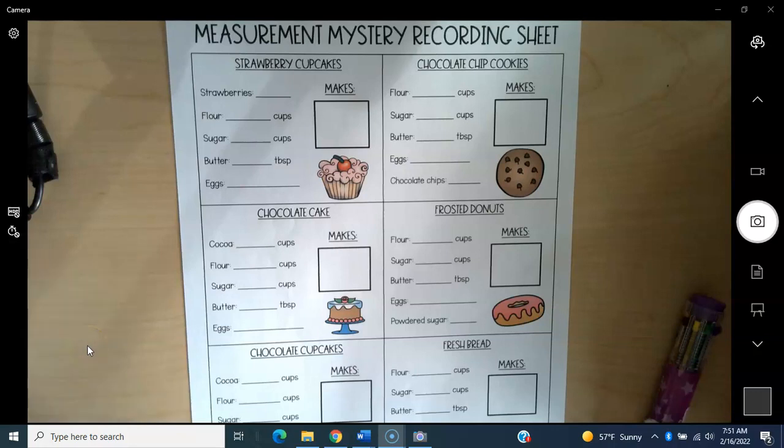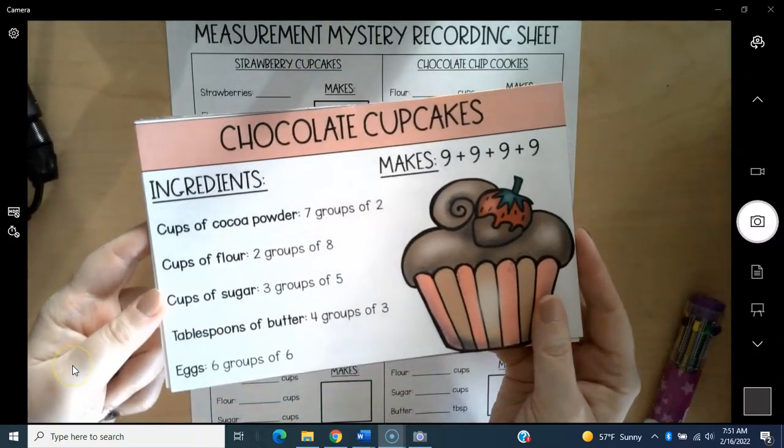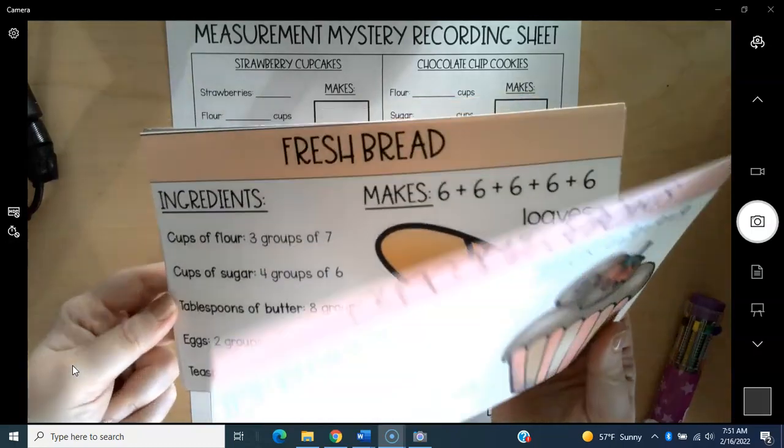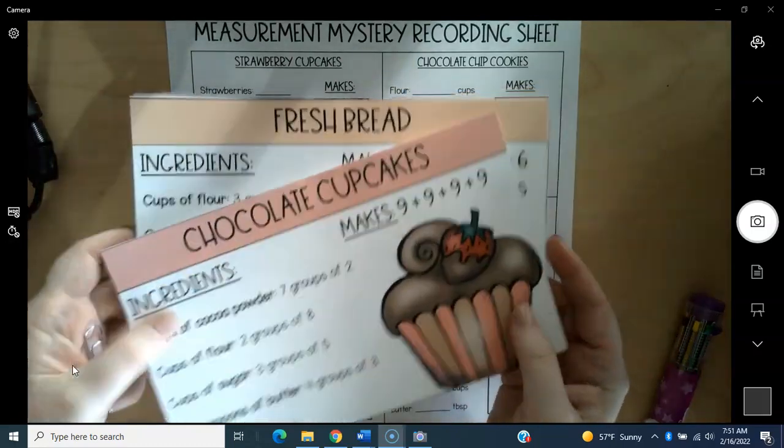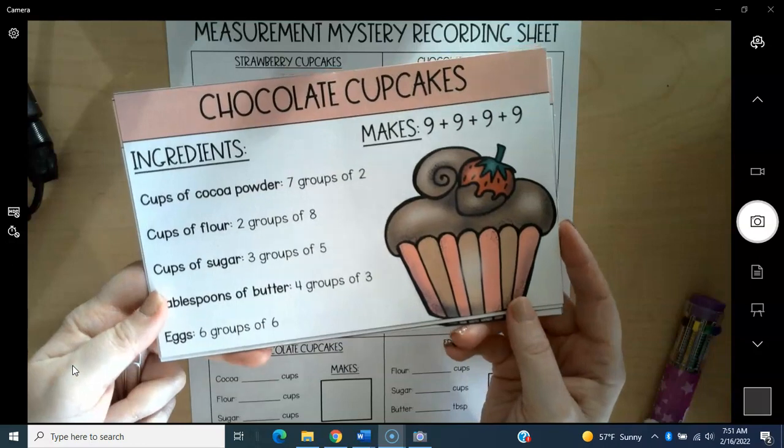Hey friends, here's how you play Measurement Mystery. You are working at a bake shop. You're looking at some recipe cards to write down what you need to make these delicious recipes like chocolate cupcakes and fresh bread and strawberry cupcakes. But the problem is that the recipe cards are really confusing.